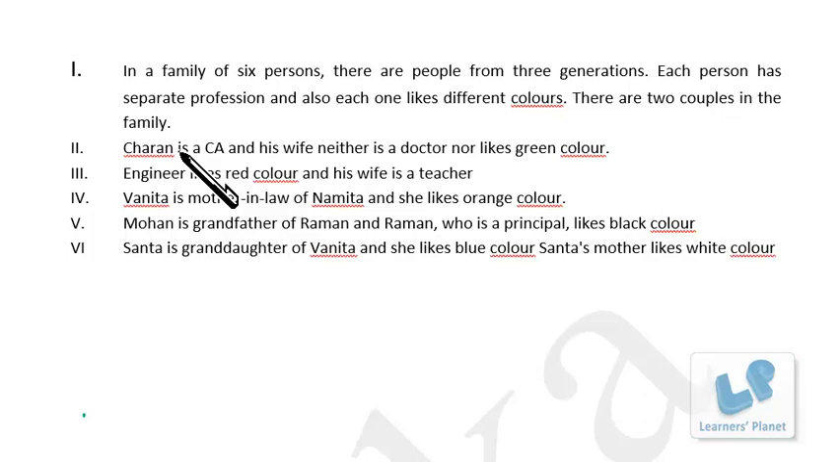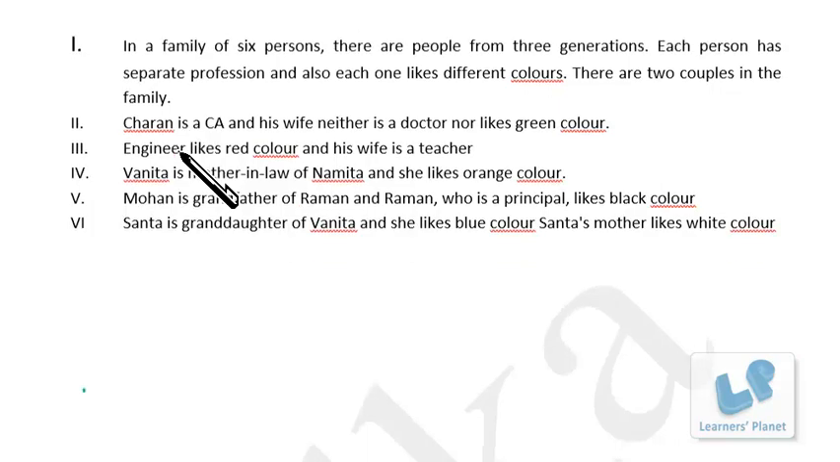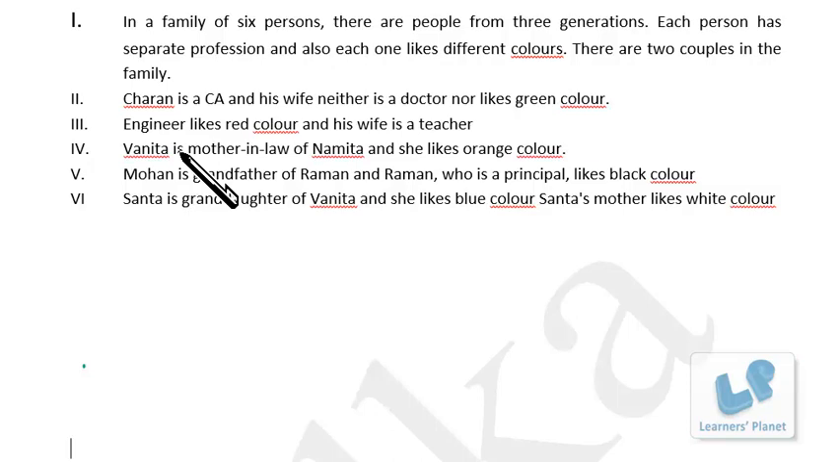In a family of 6 persons, there are people from 3 generations. Each person has a separate profession and each one likes a different color. There are 2 couples in the family, so 4 people and 2 maybe kids, since there are 3 generations. Charan is a CA and his wife neither is a doctor nor likes green color. The engineer likes red color and his wife is a teacher. So one couple is Charan and his wife, and the other is the engineer and his wife, because Charan is a CA, so Charan is not the engineer.